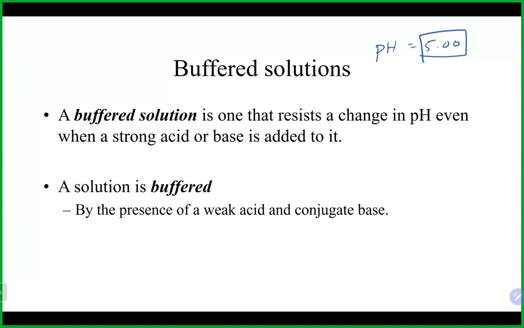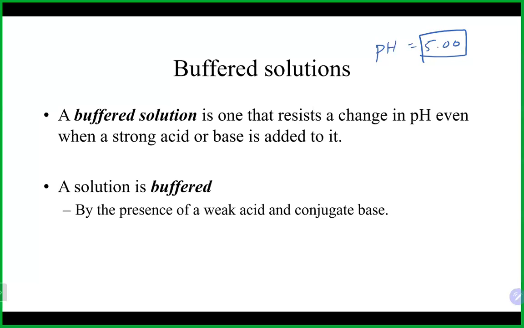And if you have that buffer and you add base to it, the pH will basically still stay around 5 and may go up a little bit, but it will not jump from a pH of 5 to a pH of 12 or something like that, a really big jump in pH. And the way a buffer is able to do that is basically what it is made out of.